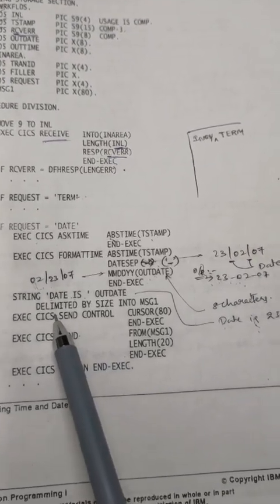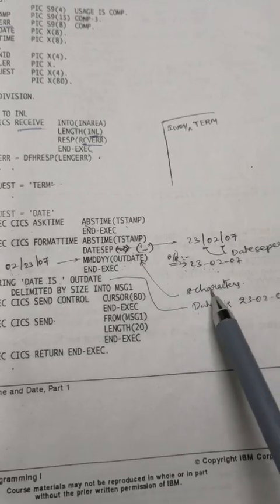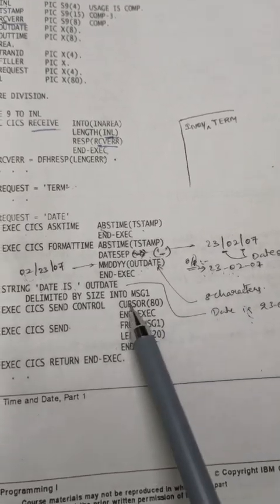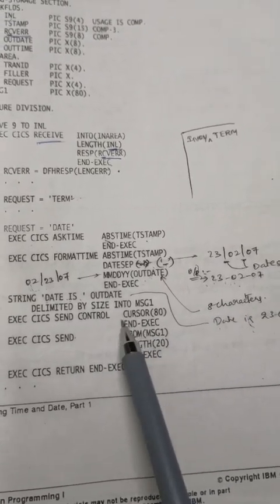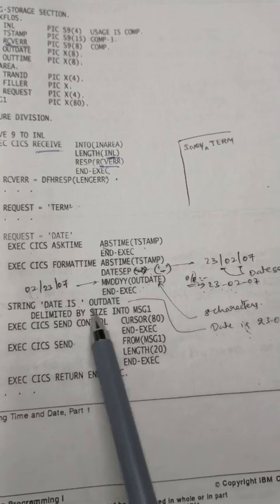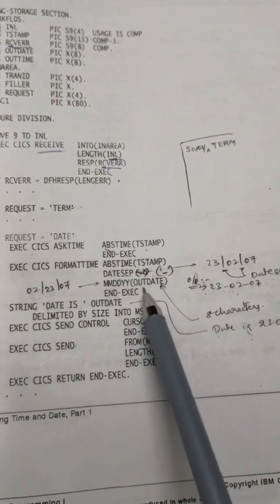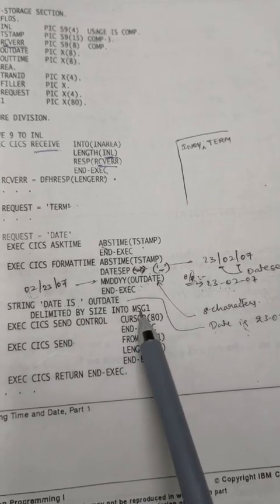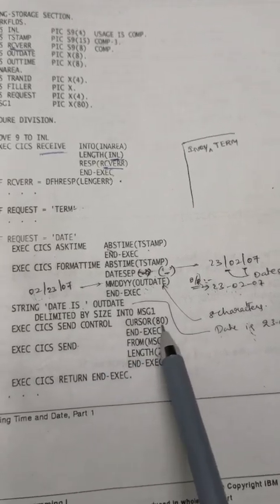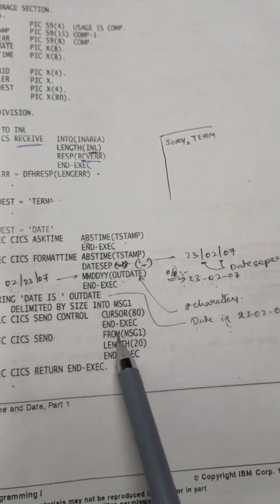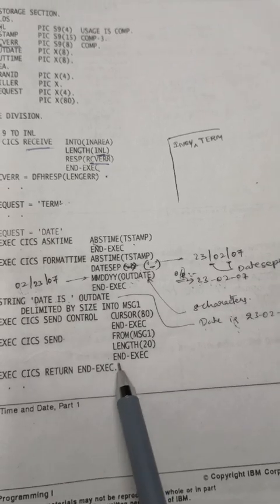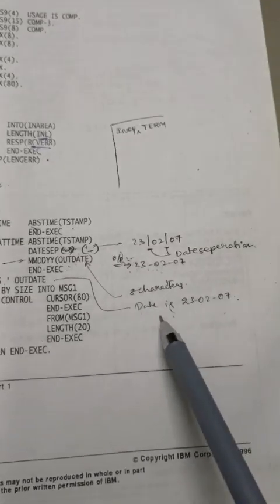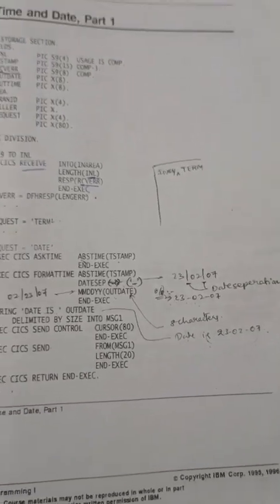Like I am going to pass this date format. I have just received the system time and date. I am going to pass it to the screen. String date is out date, which is my new formatted date format, delimited by size into MSG1, and this time again I am passing cursor position 80 and send control message, and this output will be sent to the screen.